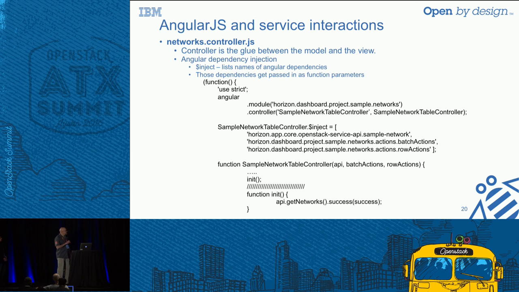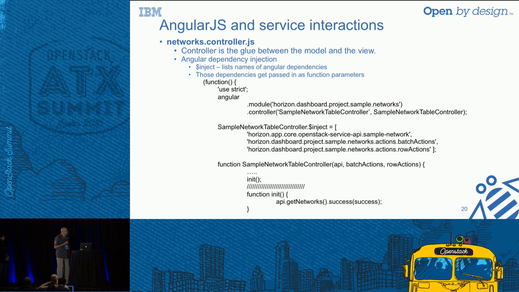Some things you're going to see in this file are that we're telling Angular, in this case, this code should be part of the Horizon dashboard project sample networks module, and I am providing a controller, so that means I'm matching up this text, which I can put into my HTML as a controller, with this JavaScript class name.